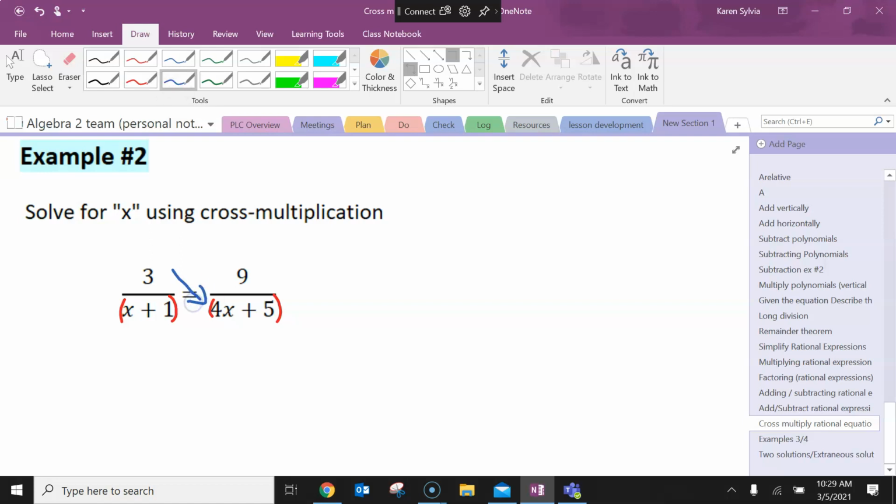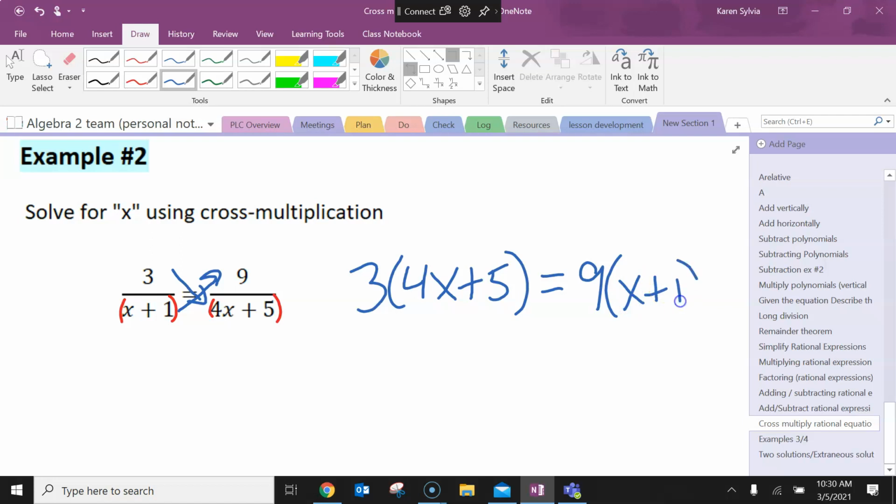In this one, we're going to begin by multiplying 3 times the diagonal down, which would be 3 times 4x plus 5, and then I'm going to do the diagonal up and multiply the 9 times the x plus 1.